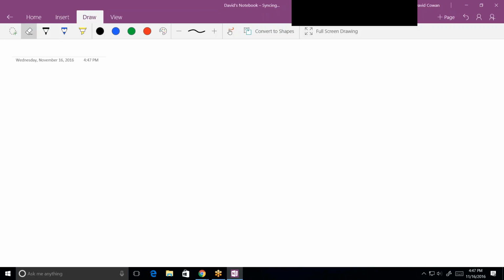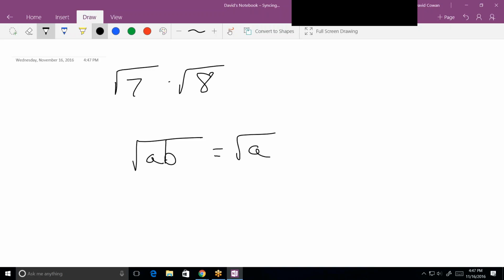Let's see, we have square root of 7 times the square root of 8. Okay. This is kind of the reverse. Remember that I said the square root of a times b equals the square root of a times the square root of b? Well, that works from right to left as well as from left to right.